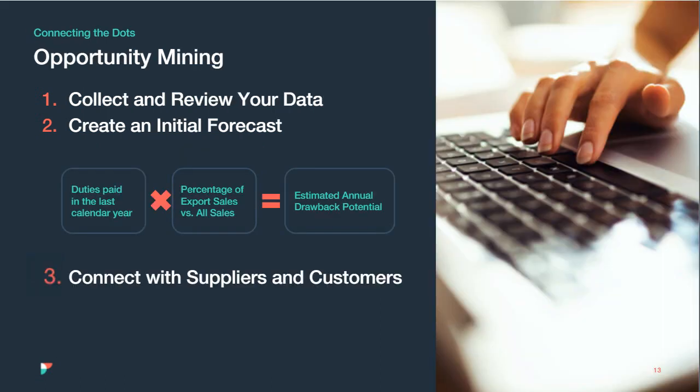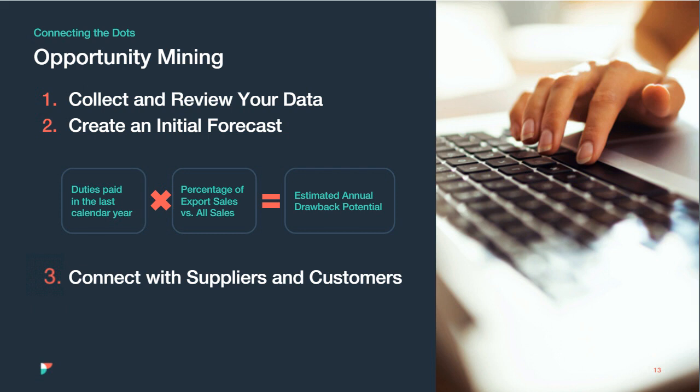And so when you look into your own drawback opportunities, you want to mine and collect your own data. Get into ACE, or the Automated Commercial Environment. Look at your import data. Look at your exports. Look at your business model and look at your vendors, your customers, and see what opportunities exist and create an additional forecast.